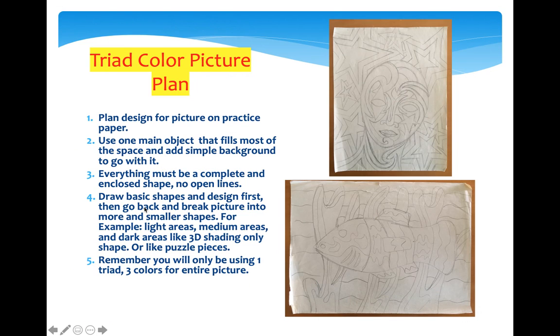Okay, so let's talk about the plan. First, you want to plan the design for the picture on your practice paper. This is like our sloppy copy, getting things worked out. You want to use one main object that fills most of the space and add a simple background to go with it. So the fish here is my main object.